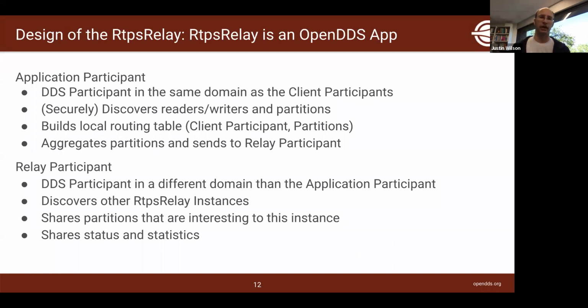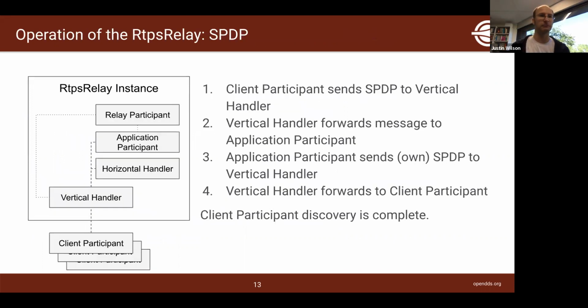So it knows that this client has an interest in this partition. And it's going to aggregate all of its partitions and send those to other relay participants. So if I'm interested in partition A, B, and C, all the other relay instances will know that I'm interested in A, B, and C, and any message relevant to A, B, and C will be sent to me. The relay participant, again, is another DDS participant, but it's in a completely different domain, and it's only used to talk to other RTPS relay instances. It does discover these instances using normal RTPS discovery, and then it starts sharing partitions that are interested. It also does other things like sharing status information and statistics, which we'll cover later.